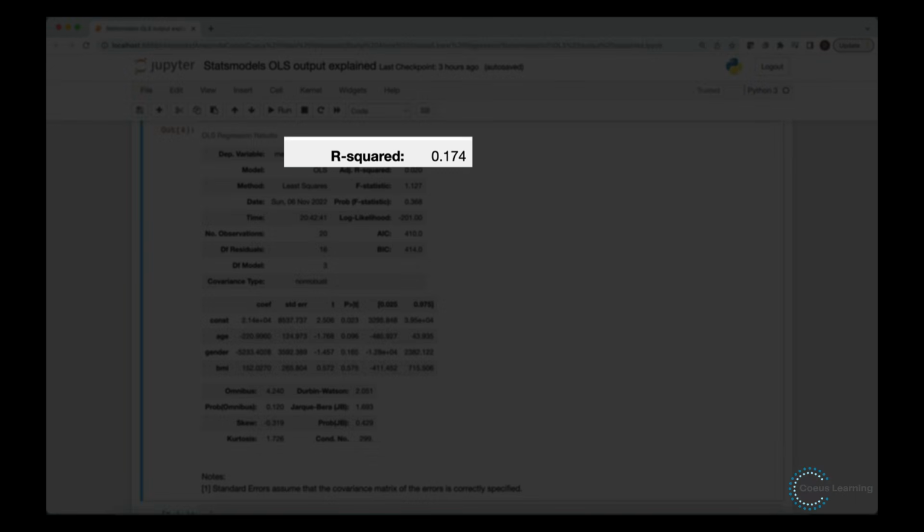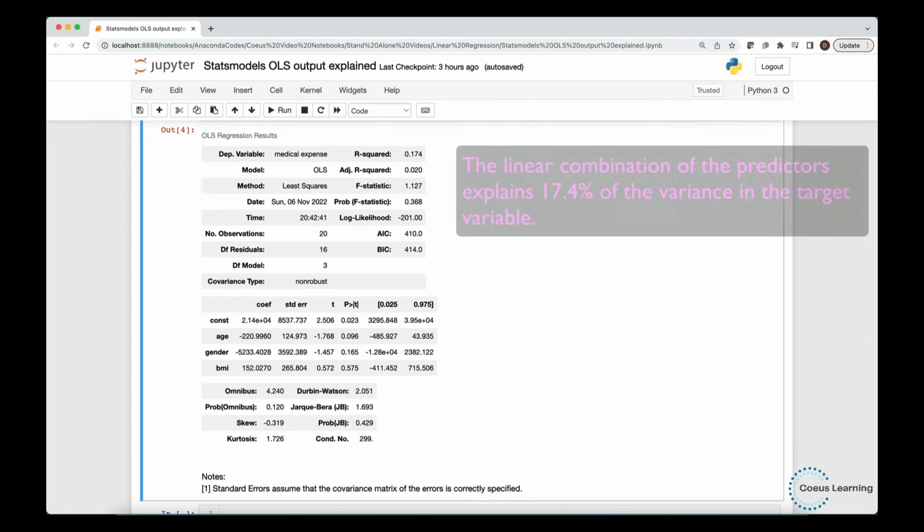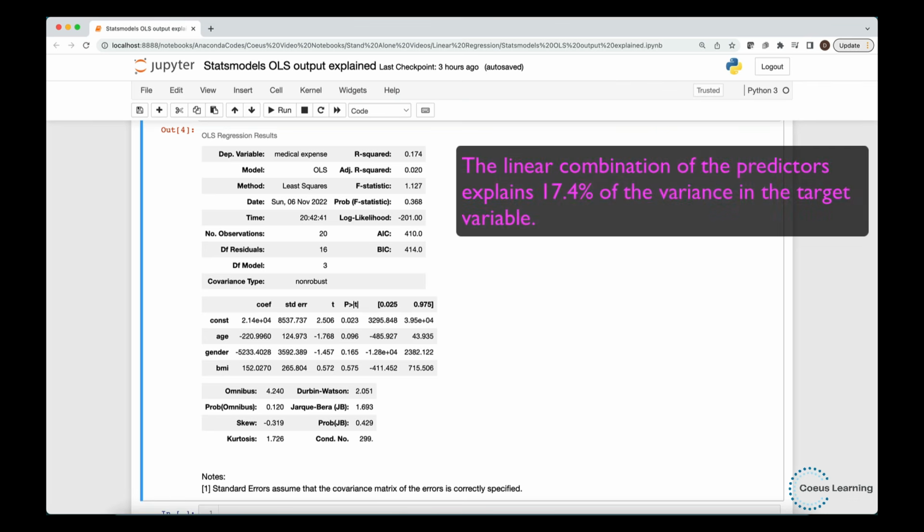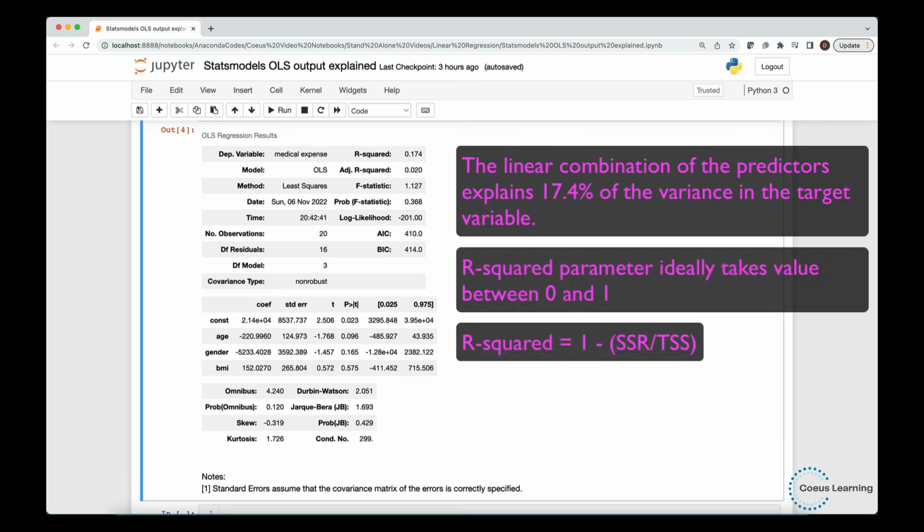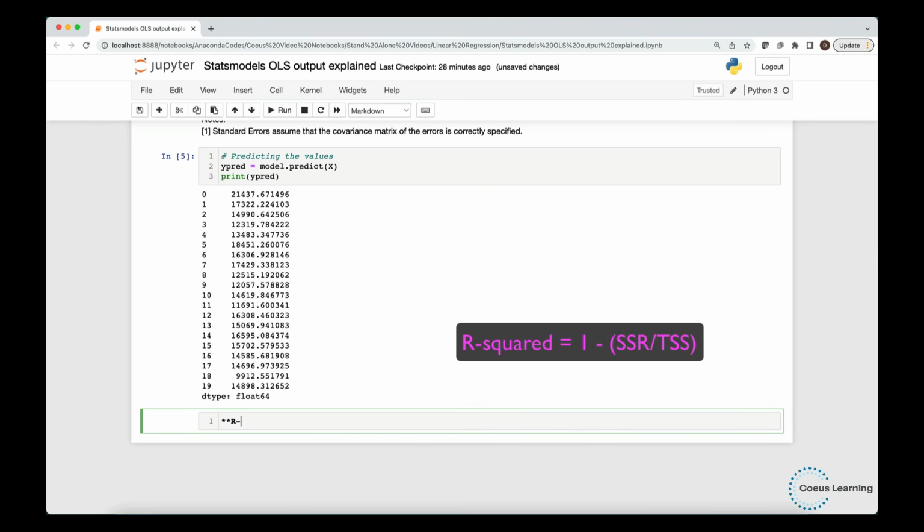Next, we see the r-squared value. The r-squared value is 0.174, which says that the linear combination of independent variables explains 17.4% of the variance in the target variable. R-squared parameter ideally takes value between 0 and 1, and a value closer to 1 is preferred. Now, let us see how to calculate the r-squared value for the model.